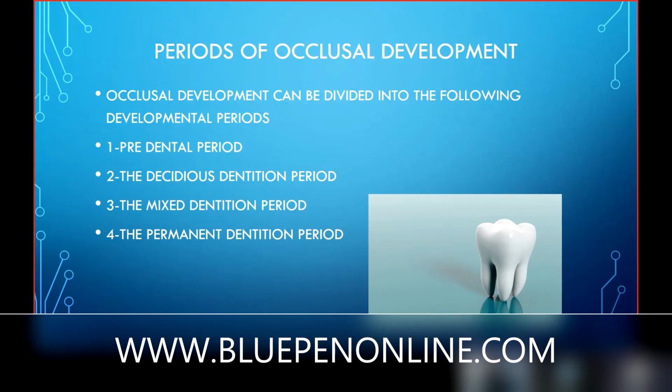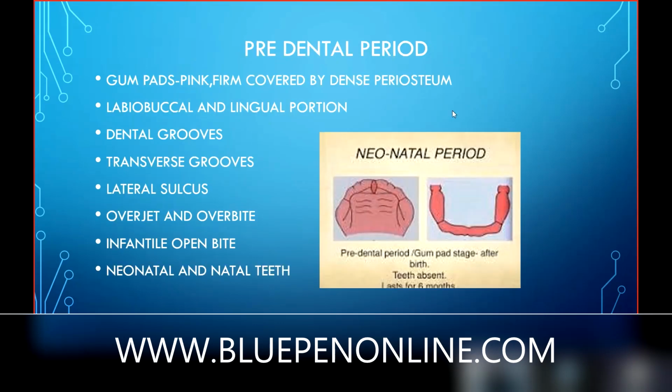So next, coming to periods of occlusal development. Occlusal development can be divided into the following: pre-dental period, deciduous dentition, mixed dentition, and permanent dentition. So in the pre-dentate period, what happens? Gum pads are thick, firm, covered by dense periosteum, the bone covering the gum pads, correct?